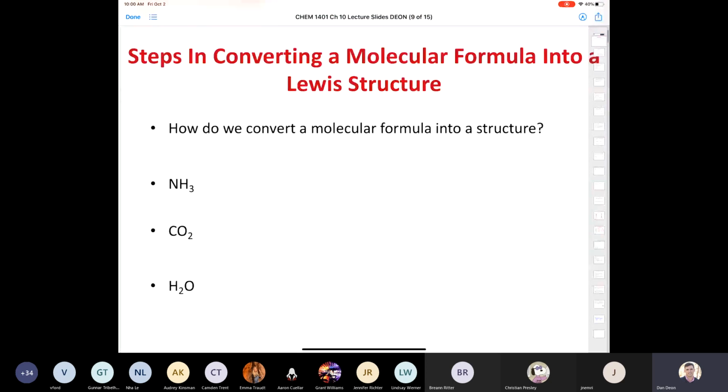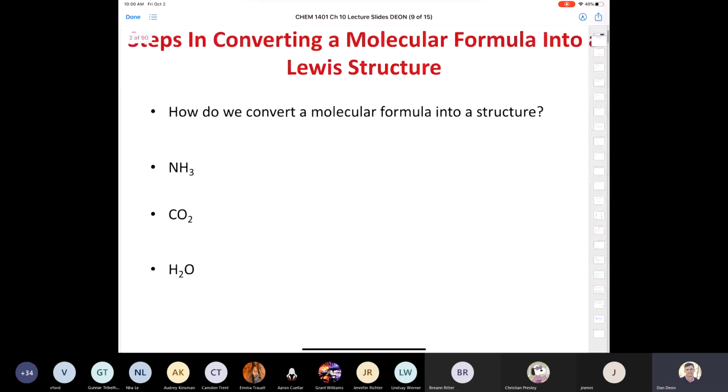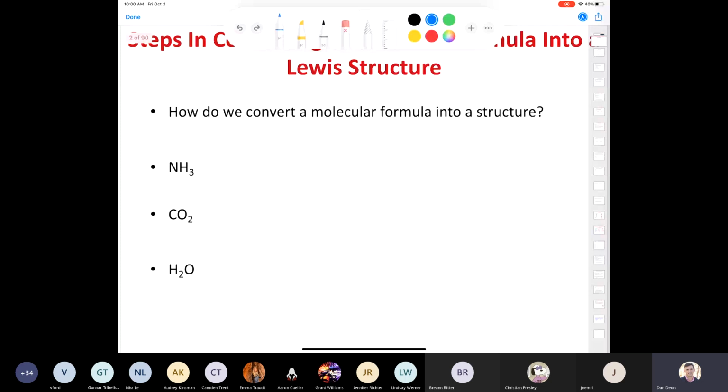It says, how do we convert a molecular formula into a structure? This is just kind of an introduction slide. I'll show you the quick and dirty way to make a Lewis structure. The first thing that you'll do is count up the total number of valence electrons in the molecule. So let's start with NH3.